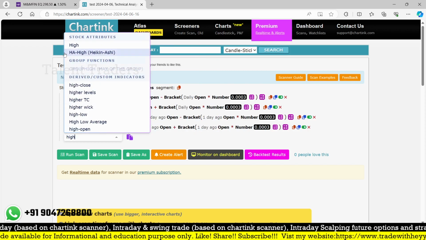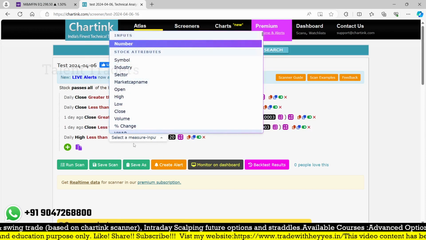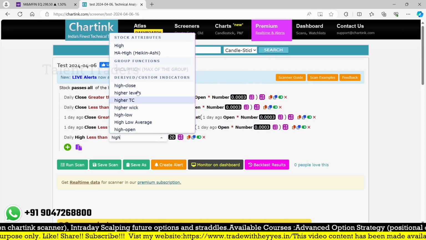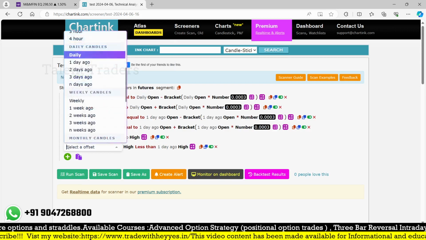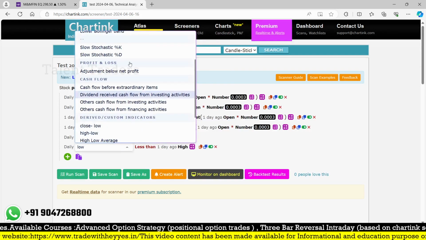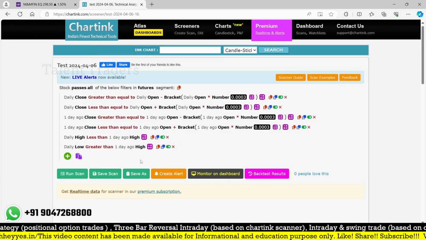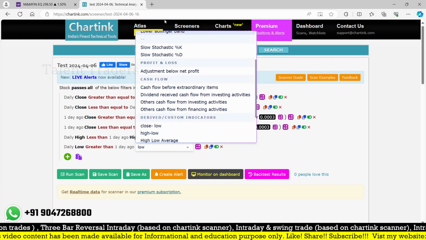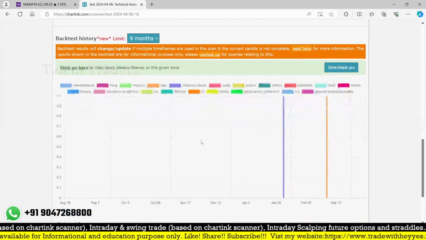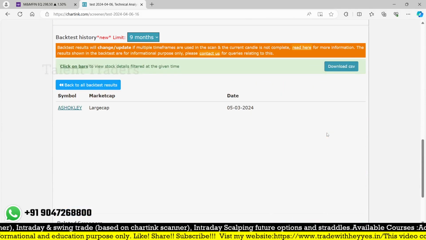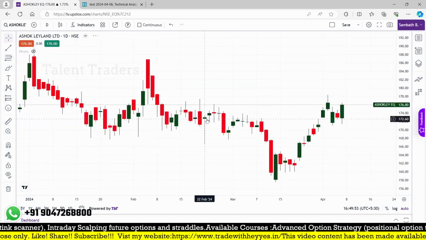The high of a particular candle should be less than the high of the day. The high of the particular day, it's about one day ago, and the same you can copy. So in this case it should be the low, exactly inside, which you are looking for. Low must be greater than the day-ago low. So will this find exactly the doji which you are looking for? Only a few stocks on March 5th, Ashok Leyland. But it is a rare case which has happened.